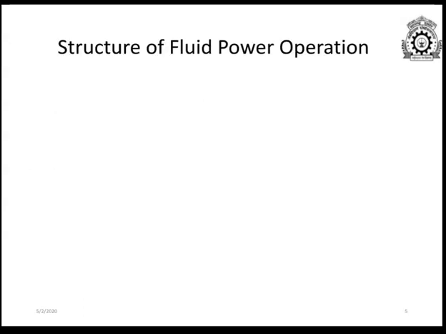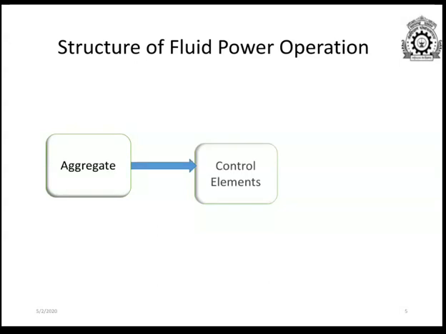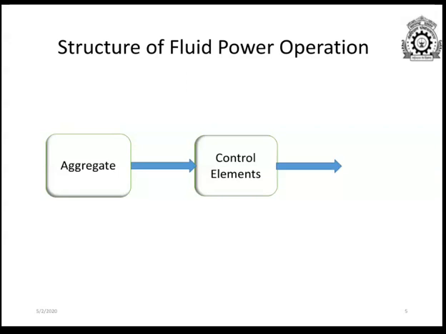So in fluid power, there is a structure of fluid power operation. There are three important elements. Aggregate, which is also called a power pack, which is supplied to the control elements where we can control our system, and these control elements are provided to the actuator where we can get the actual work, or this work is used for further operation.